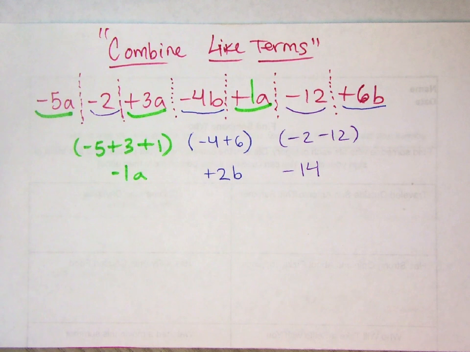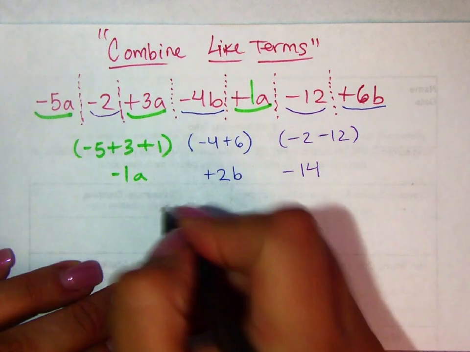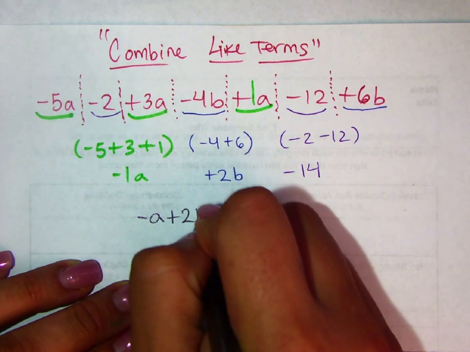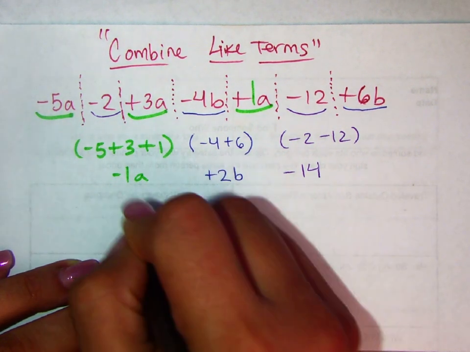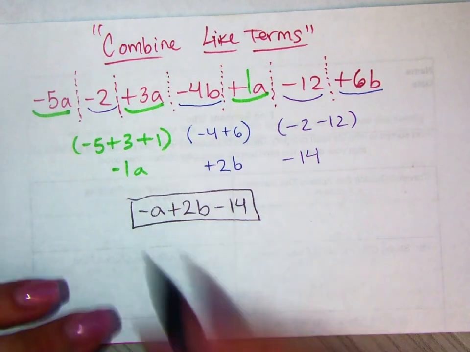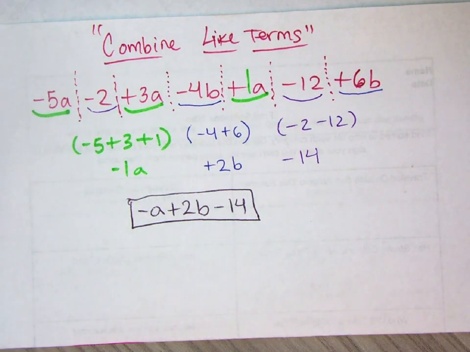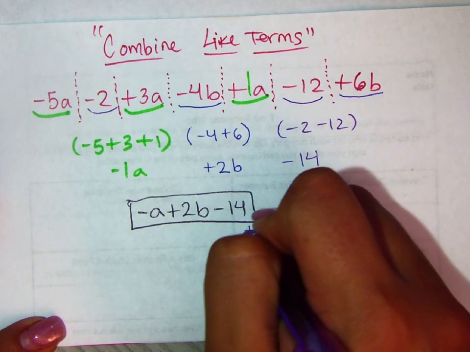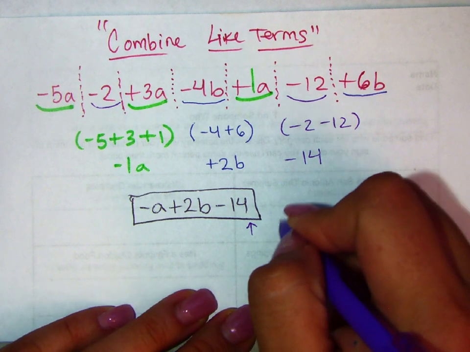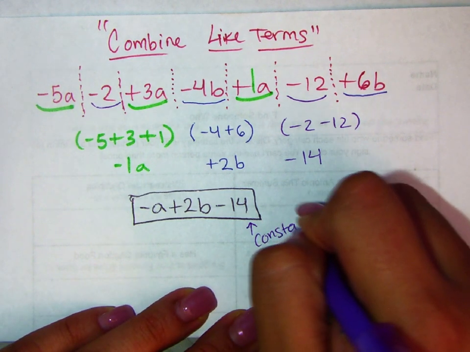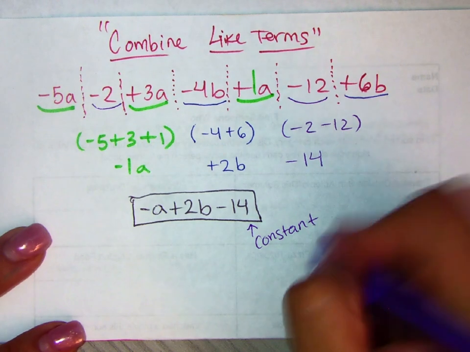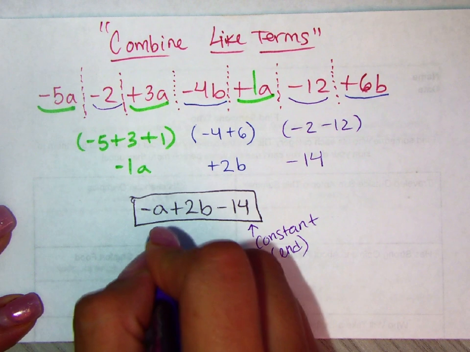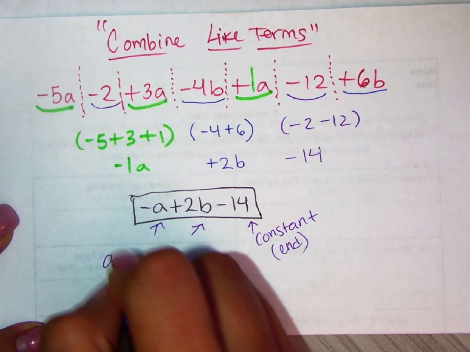So to finalize the statement here, or the expression, you're going to write negative a plus 2b minus 14. This is the simplified version of the expression above in red. And just keep in mind little things. For example, the last part of your expression has to always be a number by itself, which is a constant. It's always at the end. And then also make sure that your variables, if you have more than one, they're in A, B, C order.